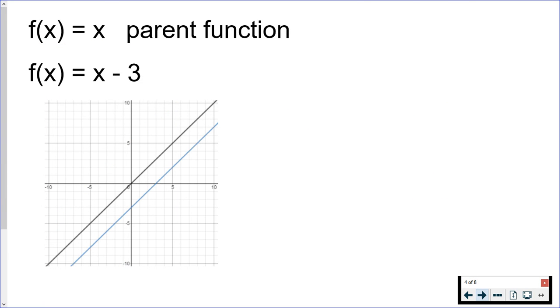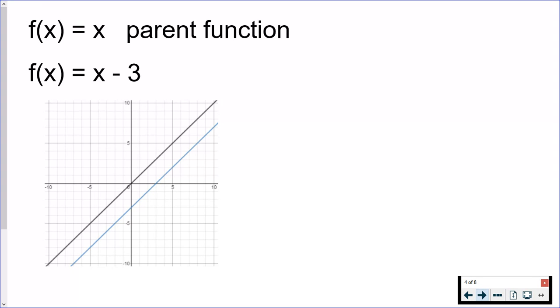So this is just another example. If you want to pause the video, you can try it yourself. This time, I have the function y equals x minus 3. If you look at the graph, one way you could see it is that black line moved down 3 in order to turn into the blue line.